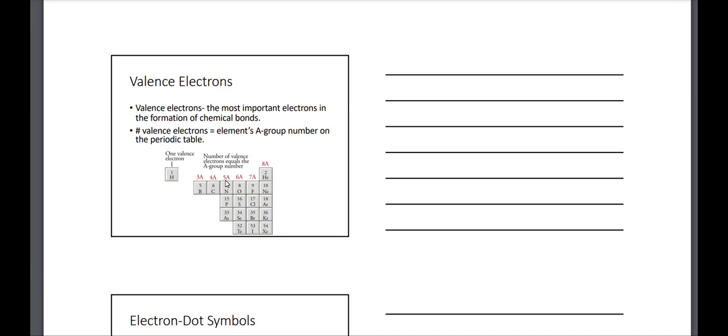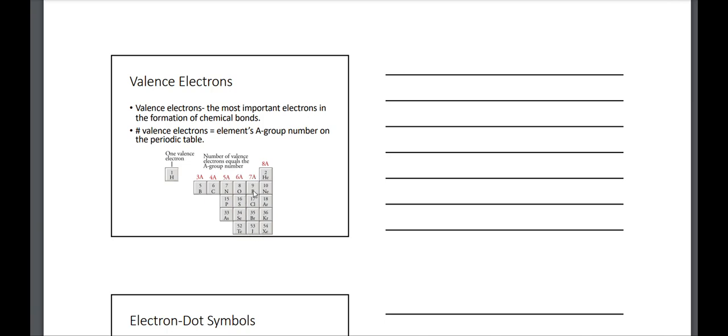Nitrogen will have 5 valence electrons. Phosphorus will have the same, 5 valence electrons, because it belongs to the same group. Same thing with arsenic. Oxygen will have 6 valence electrons. Sulfur will have 6. Selenium will have 6, and so on and so forth.